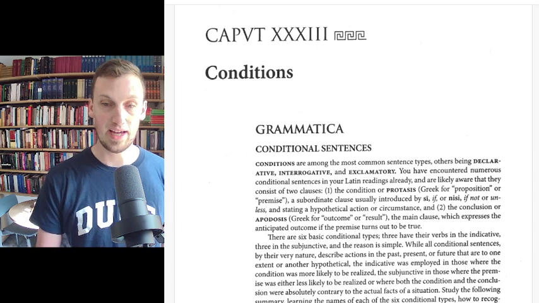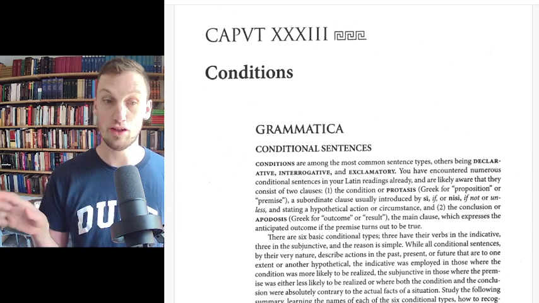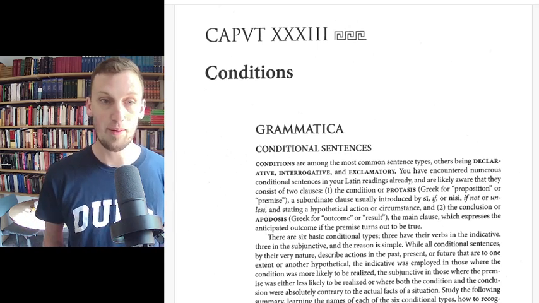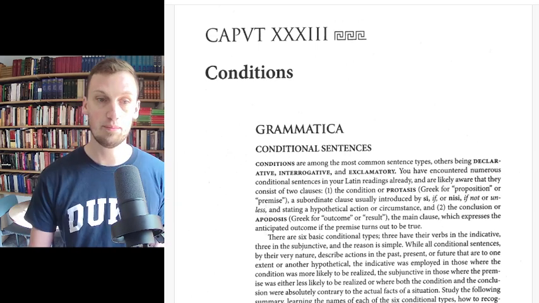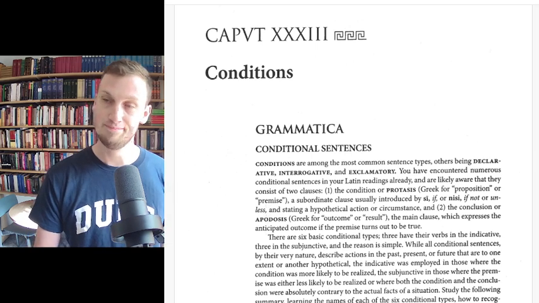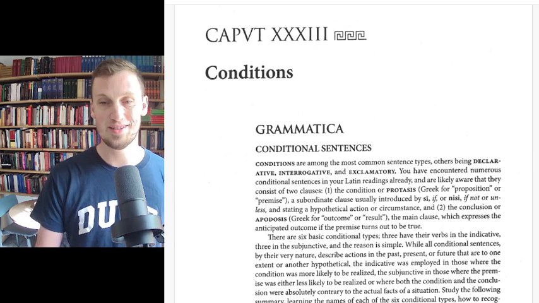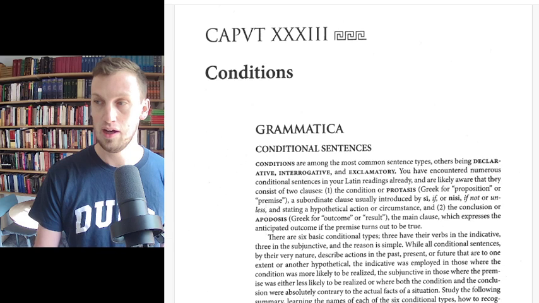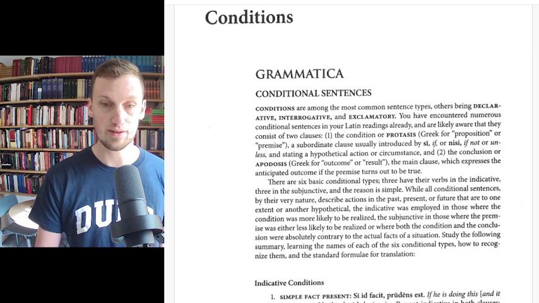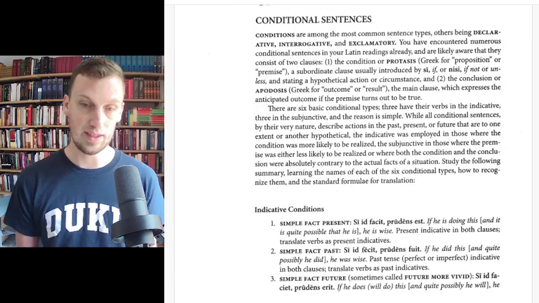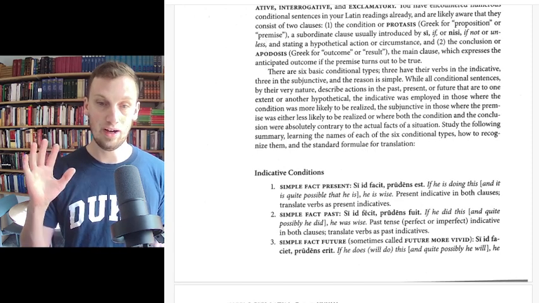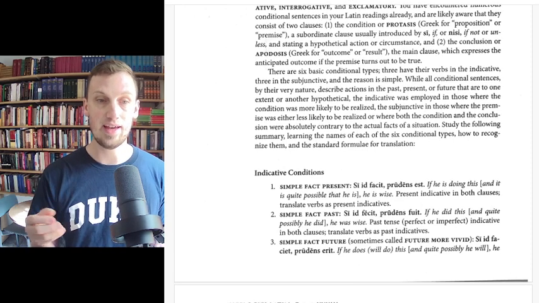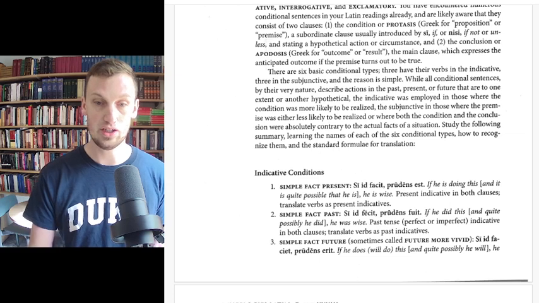Now, apodosis and protasis can come in either order. You can say, I'm going to the store if you give me money, or if you give me money, I'm going to the store. Same as English, you can put them in either order, though we call them if-then clauses. It's probably slightly more conventional to put the protasis first. There are 6 kinds of these, as this textbook lays it out. There are the indicative conditions and the subjunctive conditions.